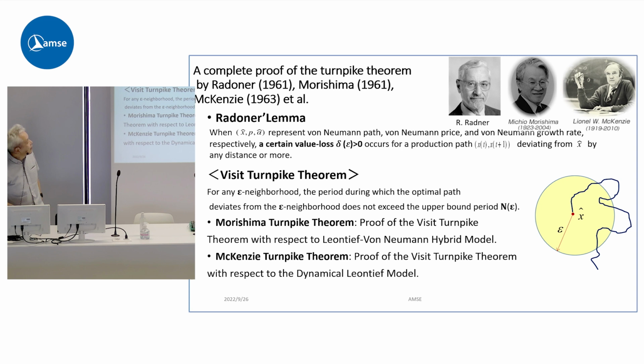So finally, I think John Hicks met these three guys, and these three proved the Turnpike theorem formally, but in separate models. The first is Radner, the second is Morishima, in Leontief-von Neumann hybrid models, and McKenzie proved it in dynamic Leontief models.